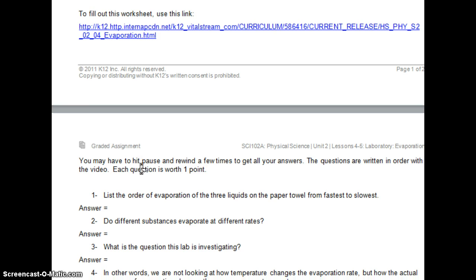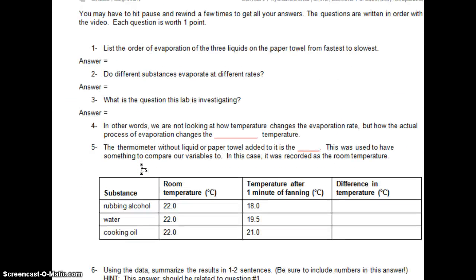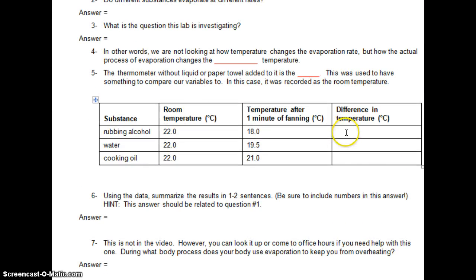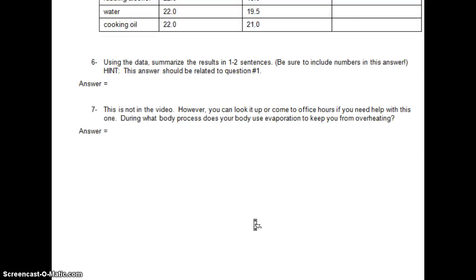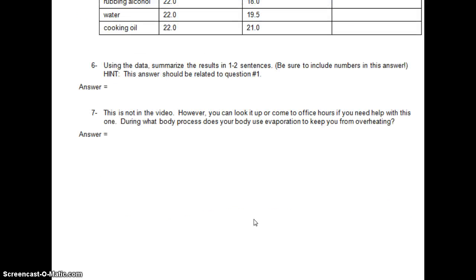Each question is worth 1 point. So answer the questions. Find the difference in temperature. So remember, what does difference mean in math class? It means you subtract. And there's a couple more questions. And turn it in the drop box. And that's all I need for the 2.04 worksheet.